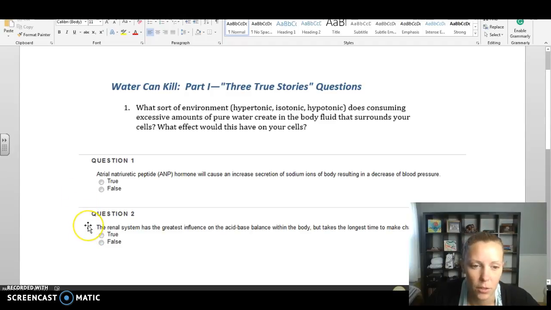And the second question here is the renal system. The renal system, think kidneys, ureters, bladder, has the greatest influence on the acid-base balance in the body, but takes the longest time to make changes. Now there's a lot of different systems that have the ability to change your acid-base balance, especially the respiratory system, but the respiratory system can do it really quickly. So when we read this question again, we know that it has a great influence, yes, and does it take the longest? Yes, it does.